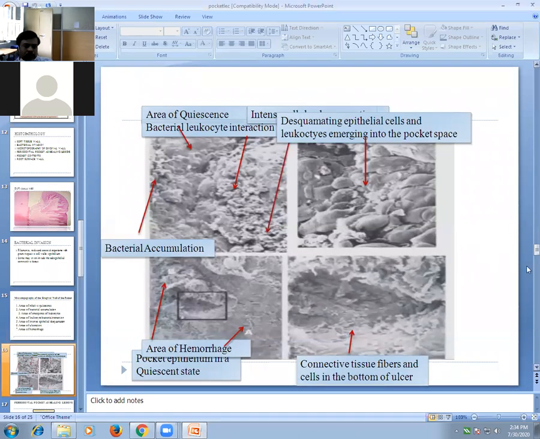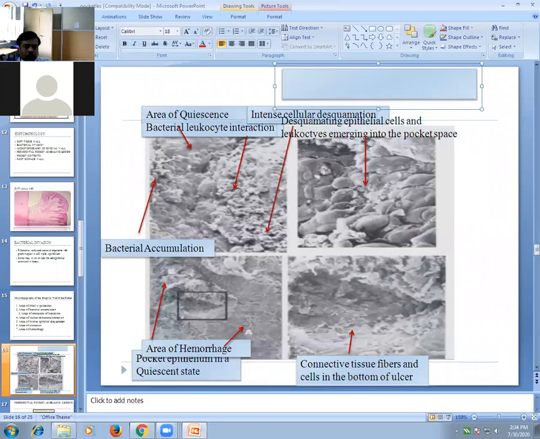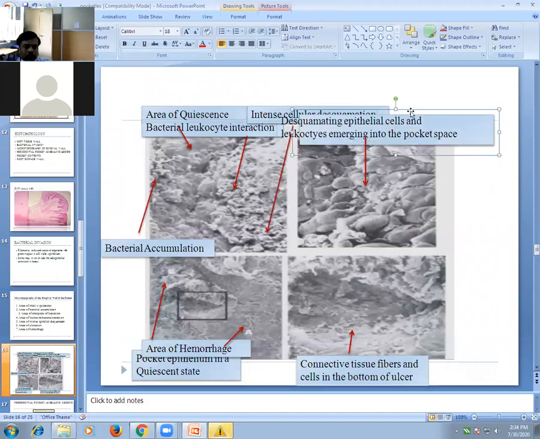So when we say histologically, it will be like this. Area of pus, area of bacterial accumulation, area of host leukocyte emergence, area of bacteria and leukocyte interaction, like this, then degeneration of epithelium, ulceration, and hemorrhages.